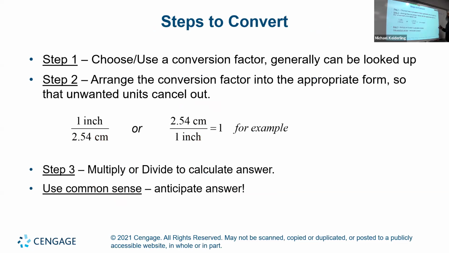So the general idea is to use a conversion factor. You can generally look these up. There's a table of them in your book. I'll be giving them to you on tests and quizzes. You can figure them out from the metric prefixes if you're converting metric units. Then you apply the conversion factor in the appropriate form so the unwanted units cancel out.